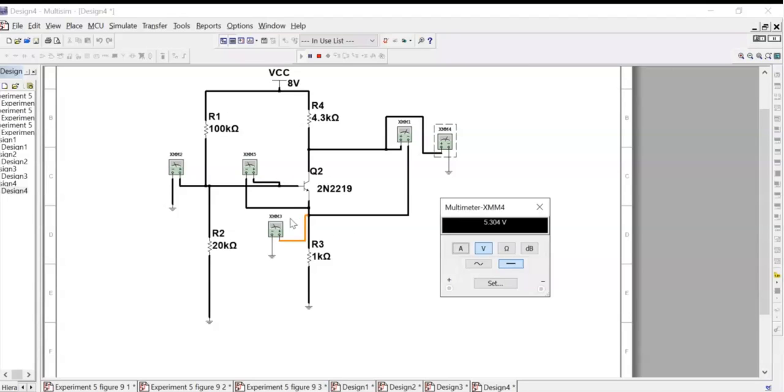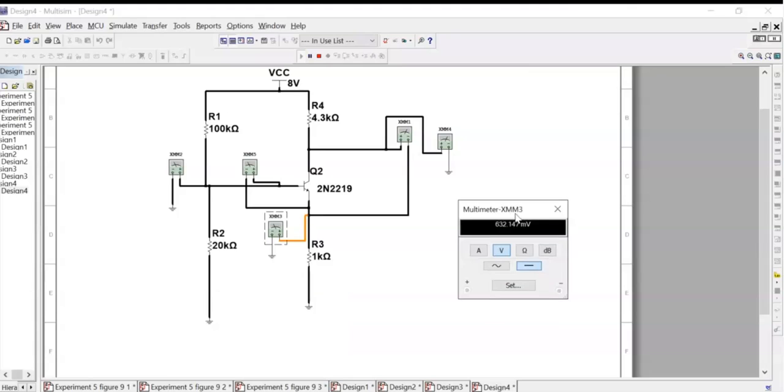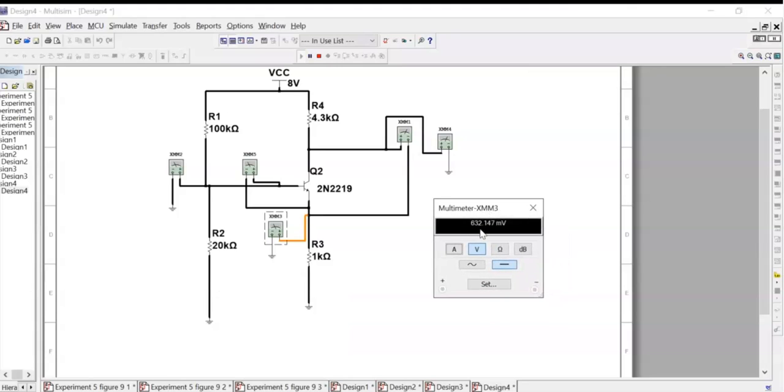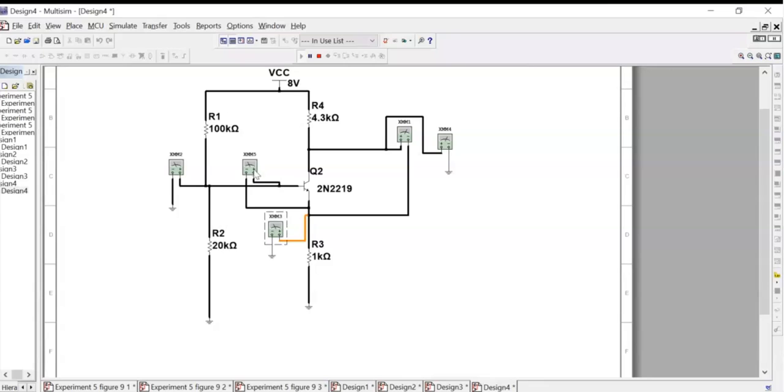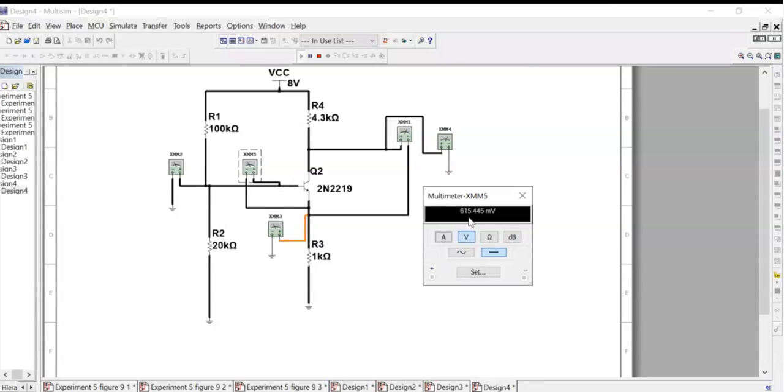Next, VE. Meter 3. So 0.632 volts. Next, we have VBE. Meter 5. 0.615 volts. So we are through with activity 2.